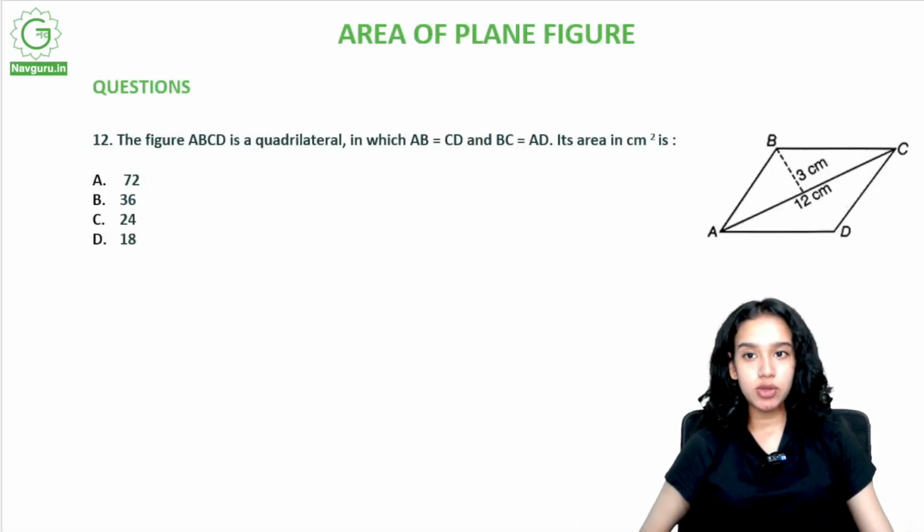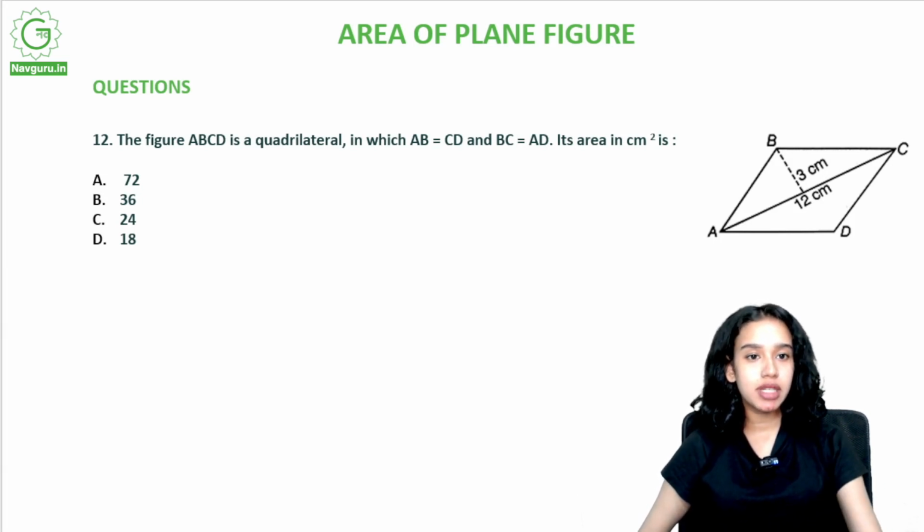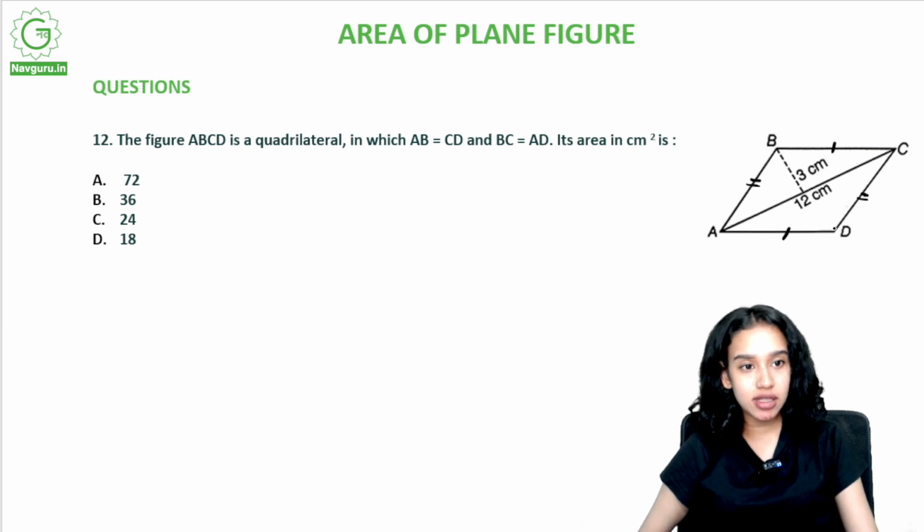Let's move on to the next question, which is: the figure ABCD is a quadrilateral in which AB is equal to CD and BC is equal to AD. So it is said that AB, this side, is equal to CD and this side BC is equal to AD, right? Now we have to find its area in centimeter square. From this figure, it's clear that it's a parallelogram, and it has two triangles in it.